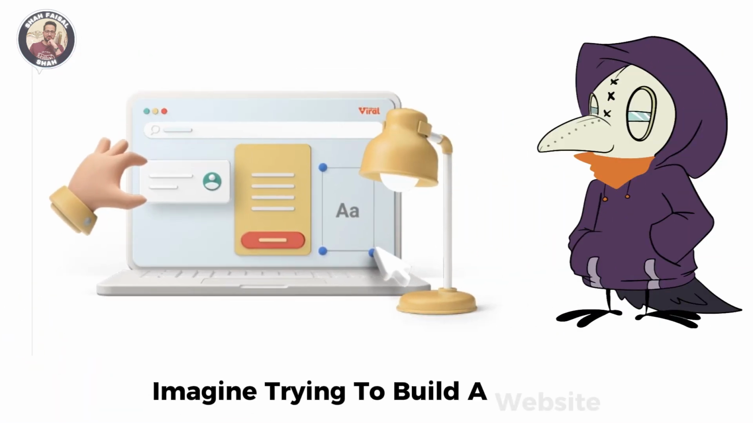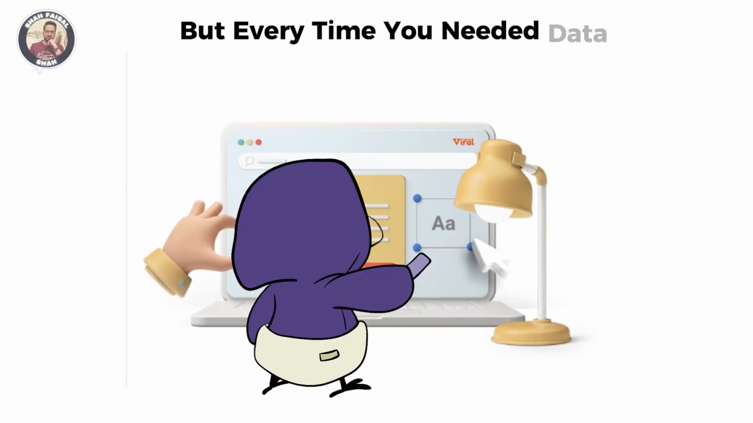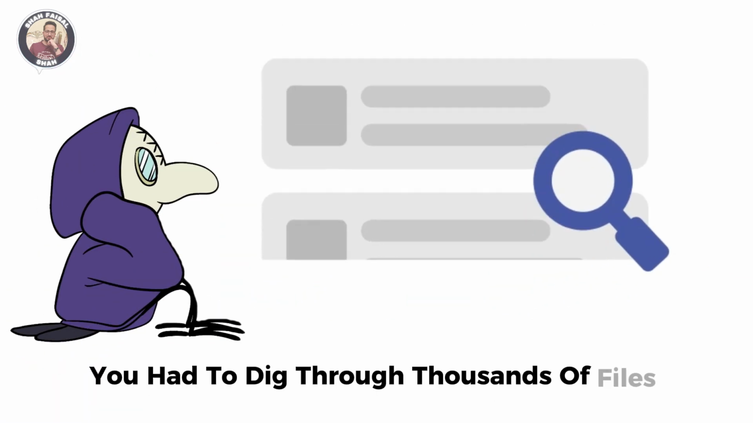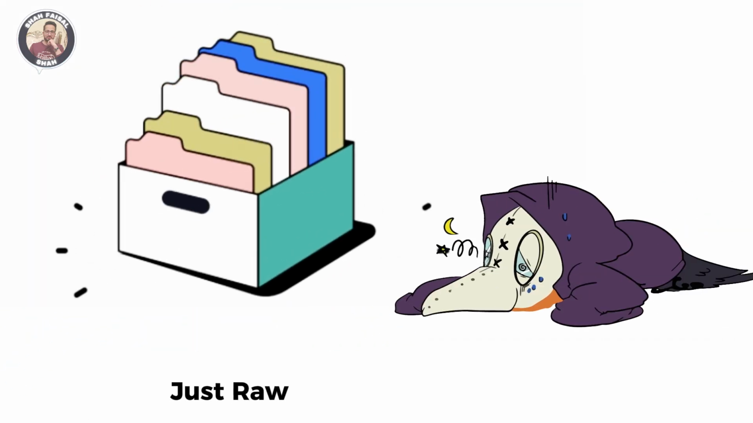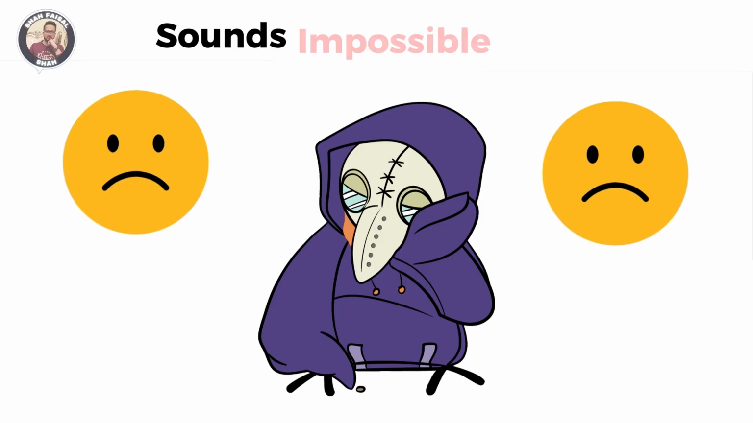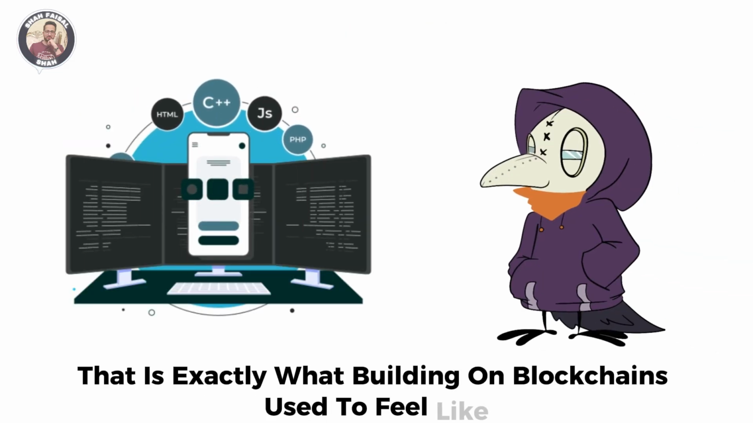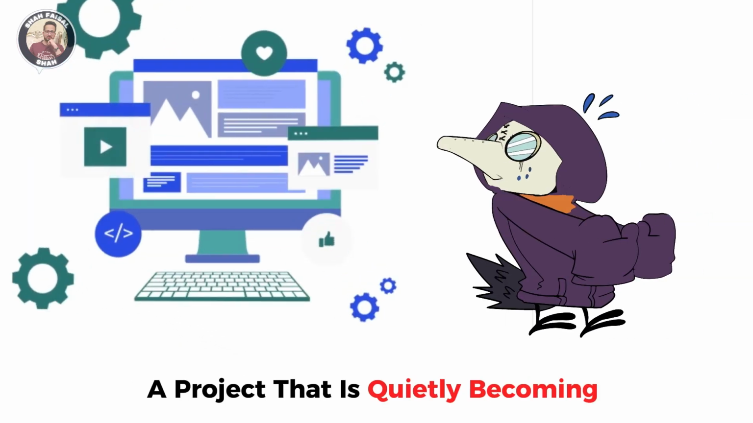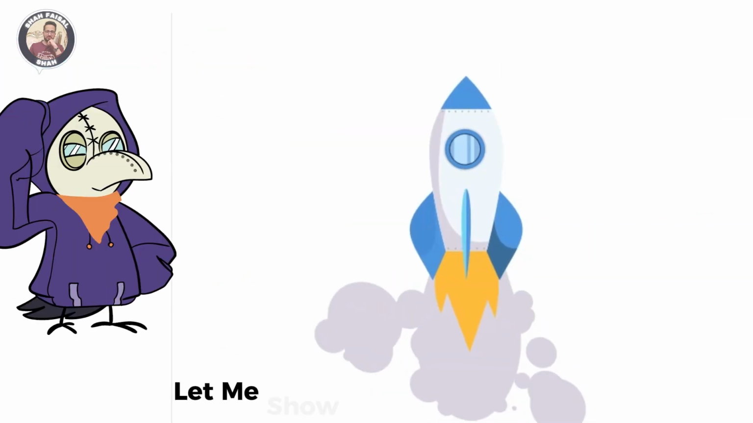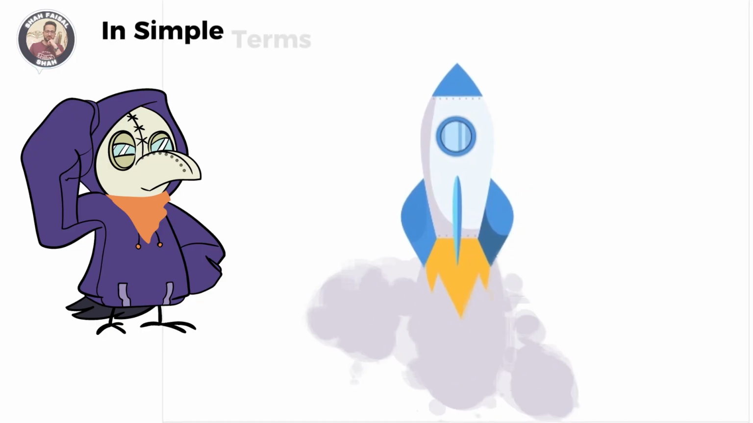Imagine trying to build a website, but every time you needed data, you had to dig through thousands of files manually. No search bar, no shortcuts, just raw scattered information. Sounds impossible, right? That is exactly what building on blockchains used to feel like, until The Graph came along, a project that is quietly becoming the Google of Web3. Let me show you how it works, in simple terms.